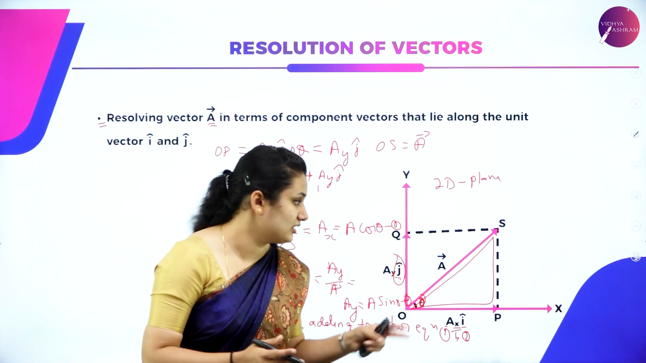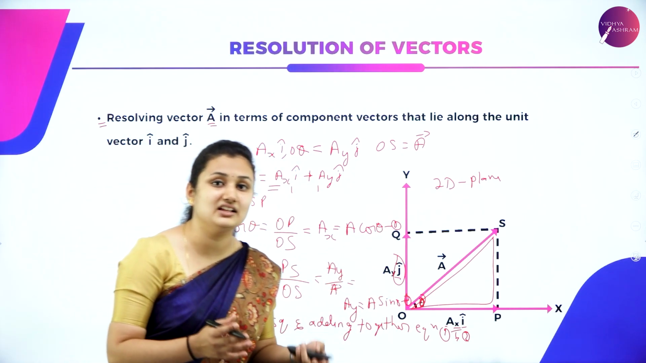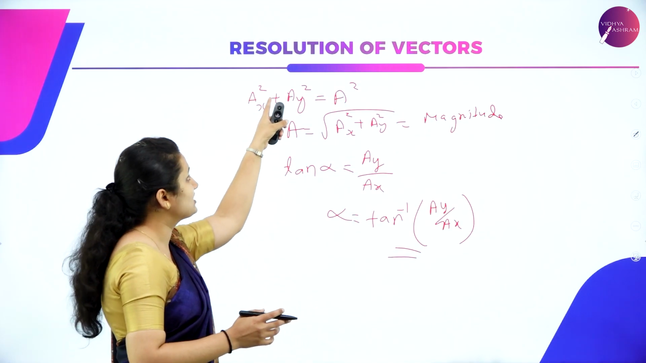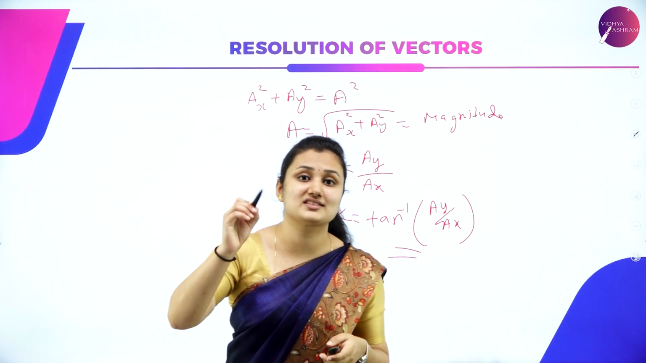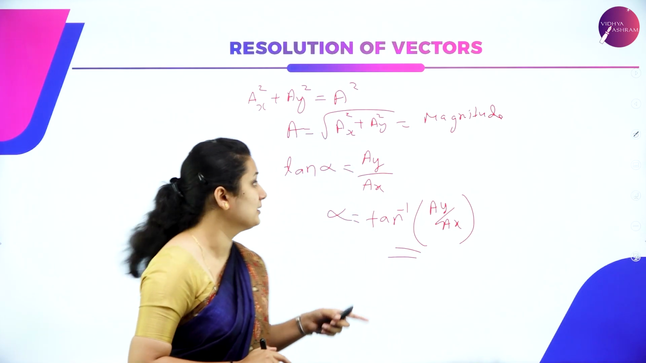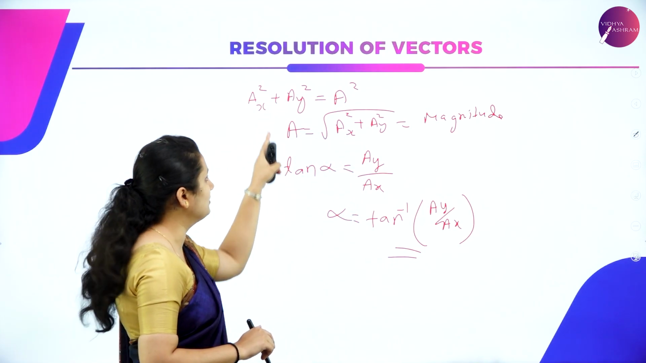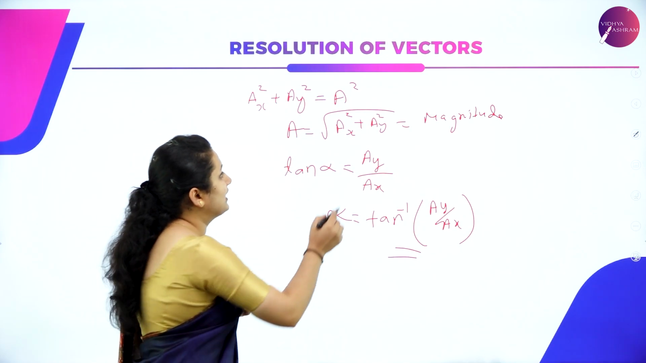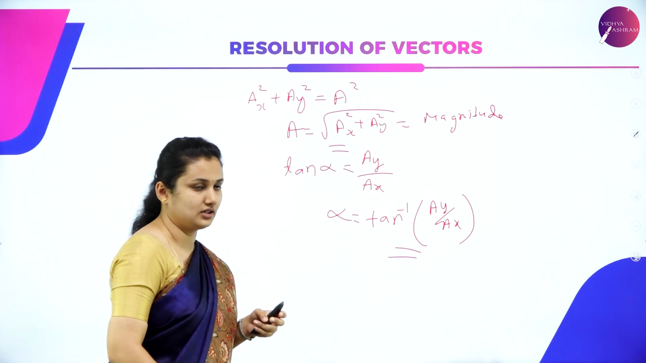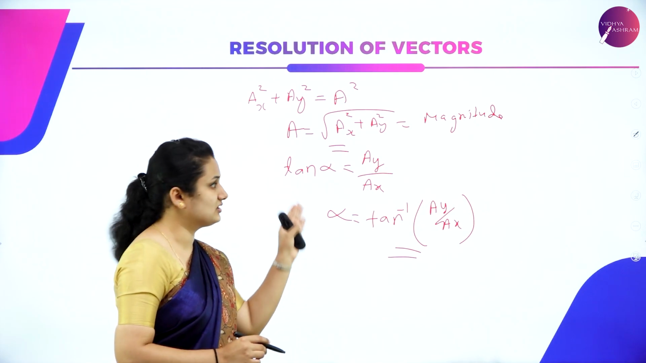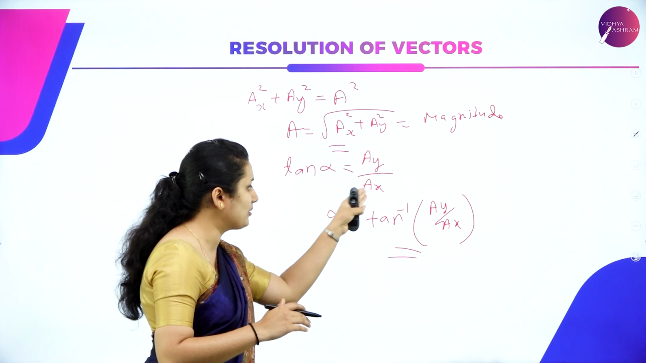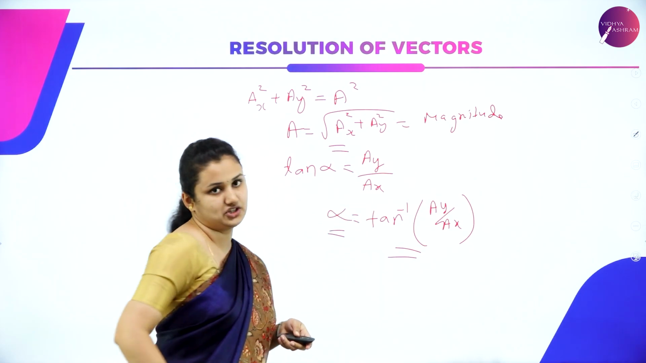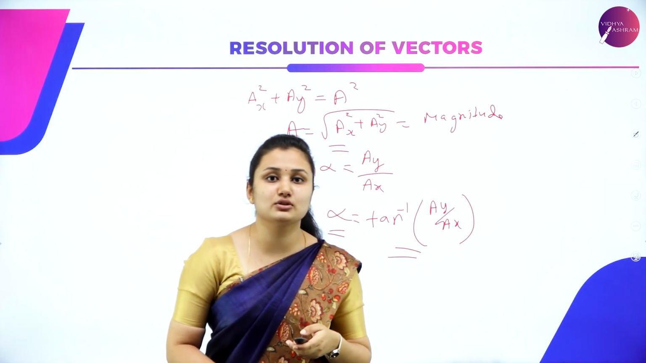On squaring equations 1 and 2 and adding them together, you will get AX square plus AY square is equal to A square, where cos square theta plus sin square theta is 1 from trigonometry. So we will be left with this term. On shifting the square, you will get the magnitude of the vector. Next, we want to find direction. Tan alpha is equal to opposite by adjacent, opposite is AY by AX, which will give you the direction. So this is the resolution of vector.